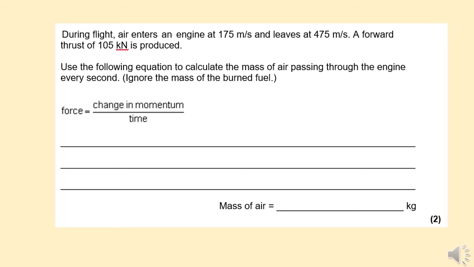Now this question contains some difficult aspects, and some students find this style of question very, very difficult. So you're told during flight, air enters an engine, so this must be an aeroplane engine, at 175 meters per second, and it leaves at 475 meters per second. A forward thrust of 105 kilonewtons is produced. Use the equation to calculate the mass of air passing through the engine every second, and they tell you to ignore the mass of the burnt fuel.